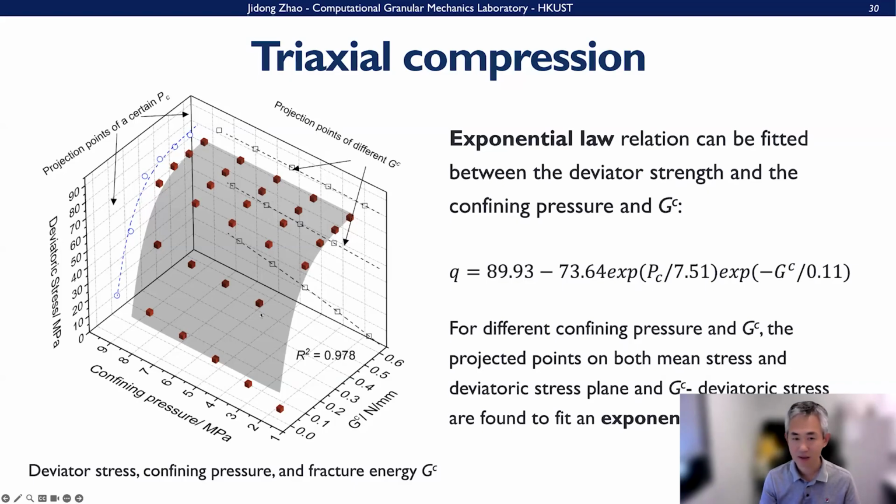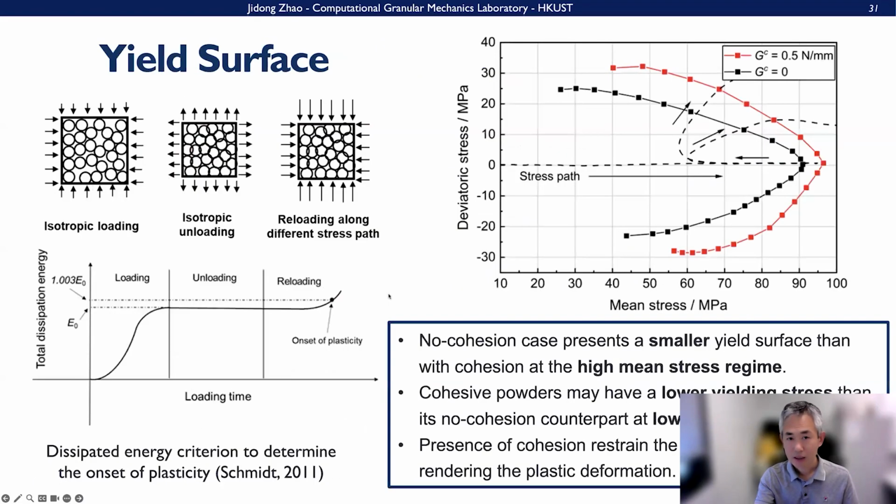Okay, and so this is that we basically want to develop a general three-dimensional yielding surface or state surface concept for this highly deformable cohesive granular matter here. And then this is the yield surface we can further plot here.